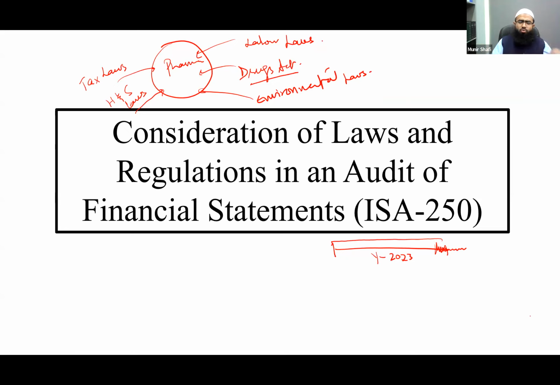So is it the only consideration of the auditor, or is the management also responsible to take care of these laws and regulations? Obviously, this is the first and foremost responsibility of the management and directors to consider the laws and regulations. Are you getting this?